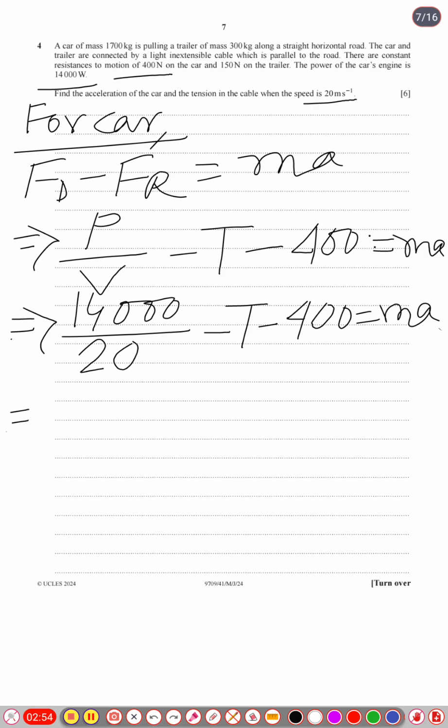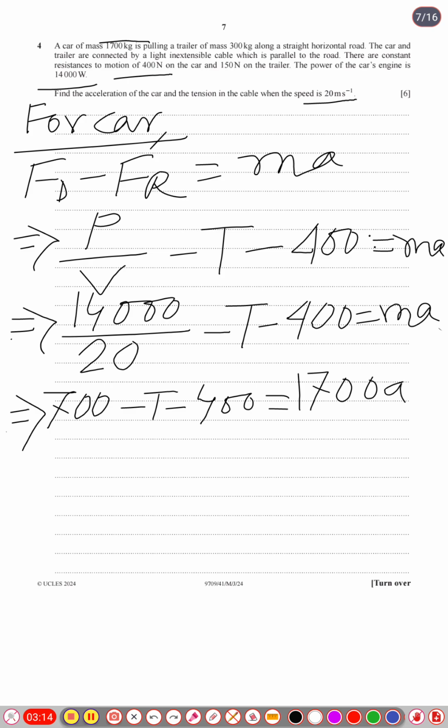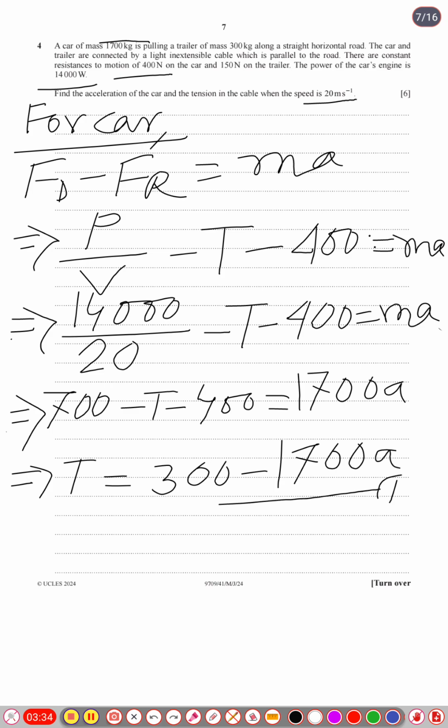Then if we divide 14,000 by 20, it is going to be 700. 700 minus tension minus 400. Then we know the mass of the car is 1700 kilos. So let's write 1700 A. Well, then we can do the transposition. So T is equal to 300 minus 1700 A. This will be our first equation, equation number 1.